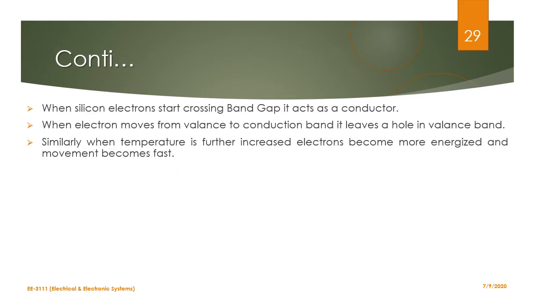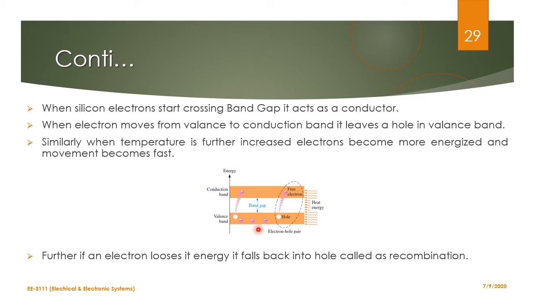When temperature reaches room temperature, the electrons of silicon gain enough energy to cross the band gap, and at this time the silicon acts as a conductor, as it can be seen that electrons are moving from the valence band to the conduction band, leaving a hole in the valence band and forming an electron-hole pair. When an electron loses its energy, it falls back into the valence band. This phenomenon is called recombination.